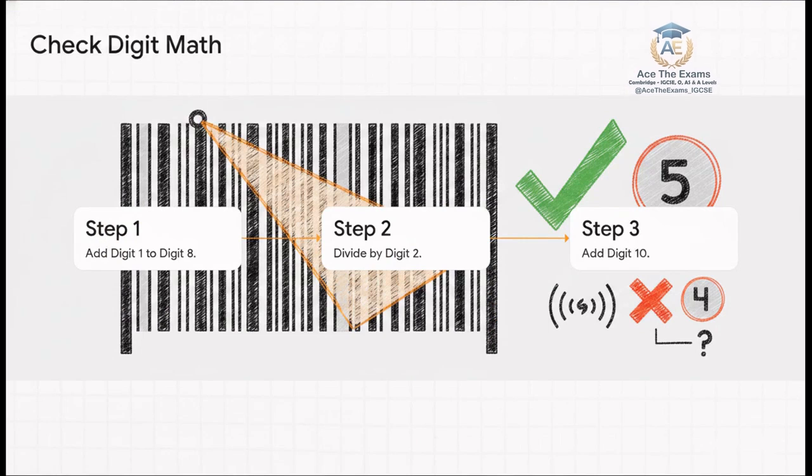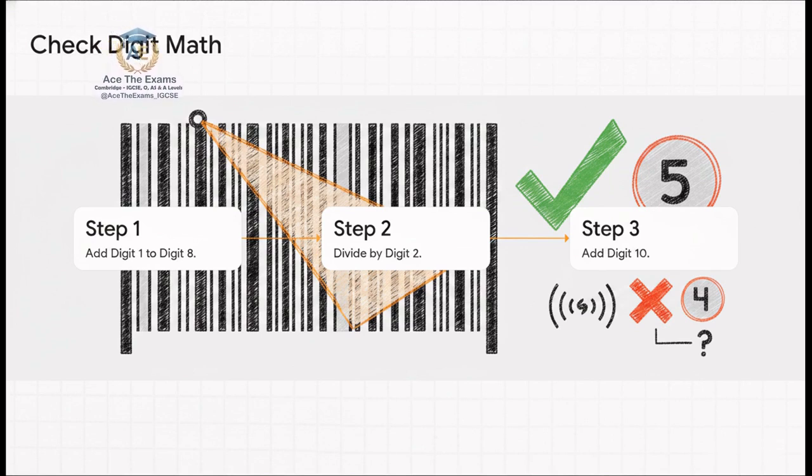This check digit is essentially a brilliant mathematical trap designed to catch human error. When a barcode is scanned, the computer isn't just mindlessly reading the numbers, it performs a rapid-fire calculation using all the preceding digits to ensure they were actually read correctly. For example, it might follow an algorithm that looks like this. Add digit 1 to digit 8, divide the result by digit 2, and then add digit 10. The result of that exact arithmetic must equal our check digit, the number 5.